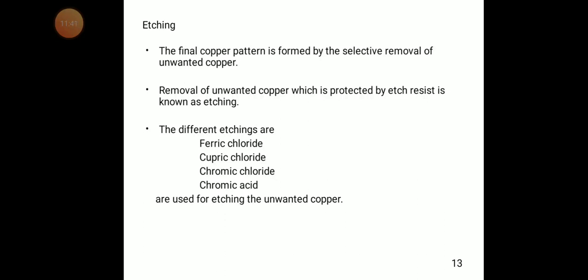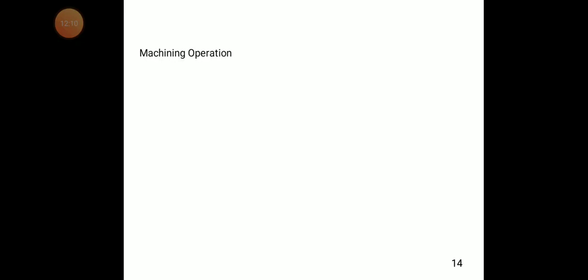Etching is done with different techniques. Different etchants are ferric chloride, cupric chloride, and chromic acid, which are used for etching the unwanted copper. Etching is very important because this process makes the conductor patterns realistic. When the etching is proper, then we go for the next level.